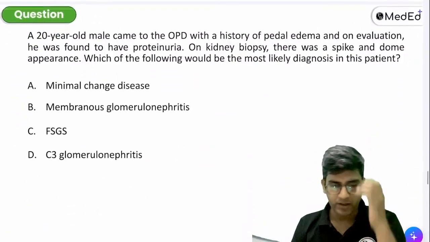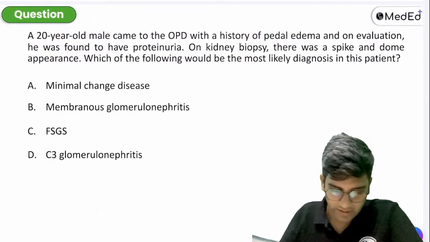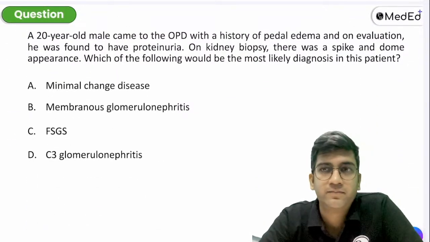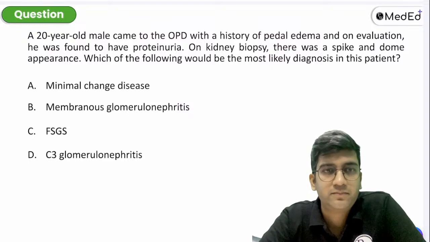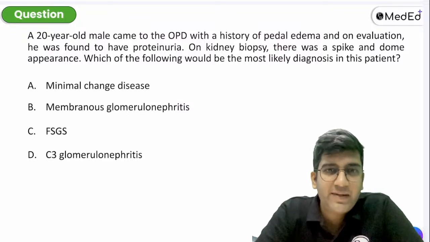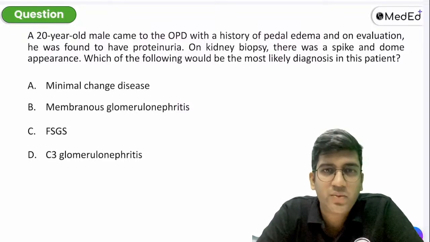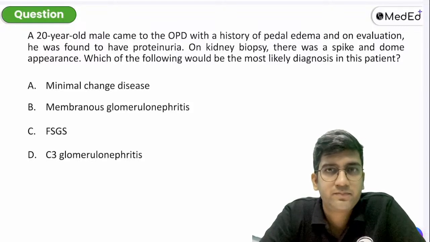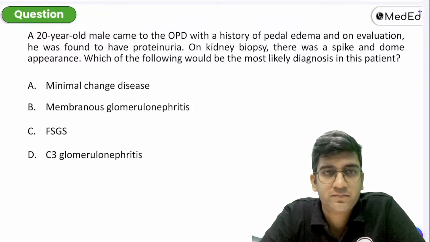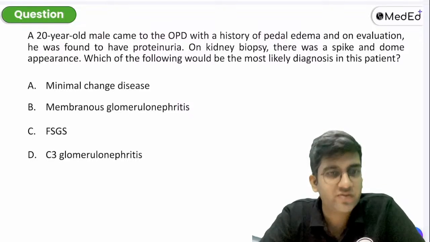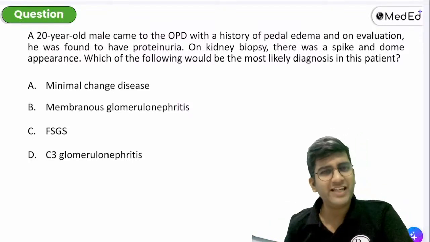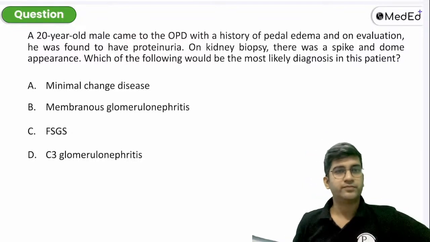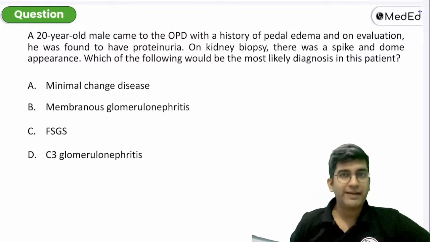Okay. Next, what's the answer? Read and tell me the answer. This question has two or three separate questions, all of them united into a single question. She has gone with B. Actually, there's one very important clue here. Spike and dome is a very, very important clue here.